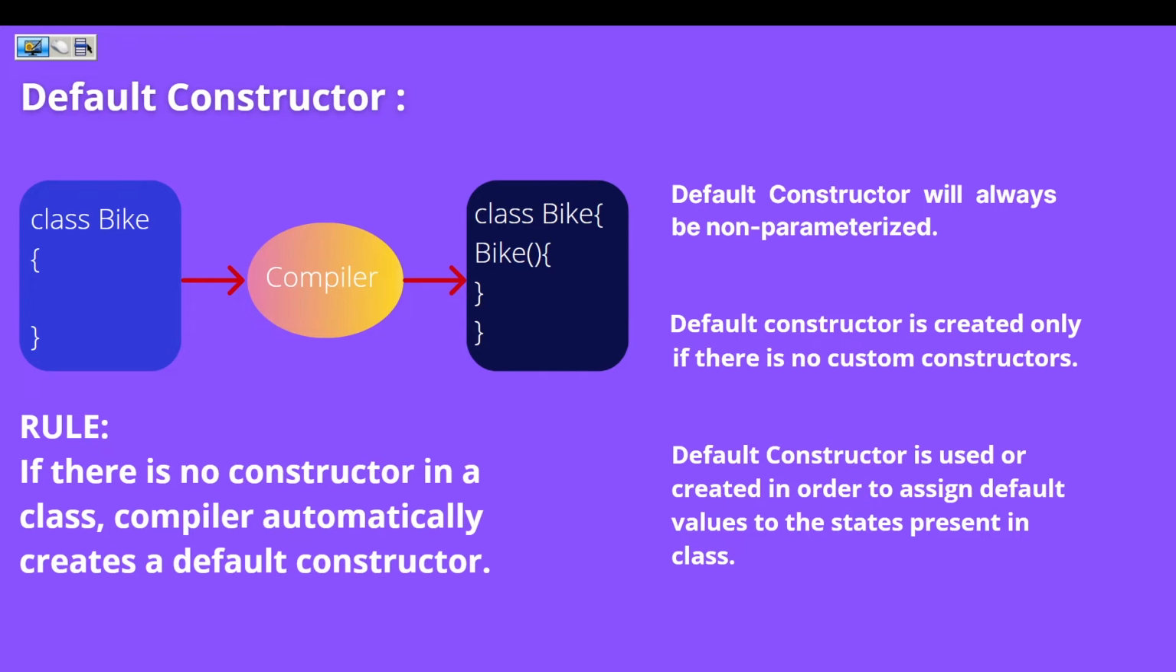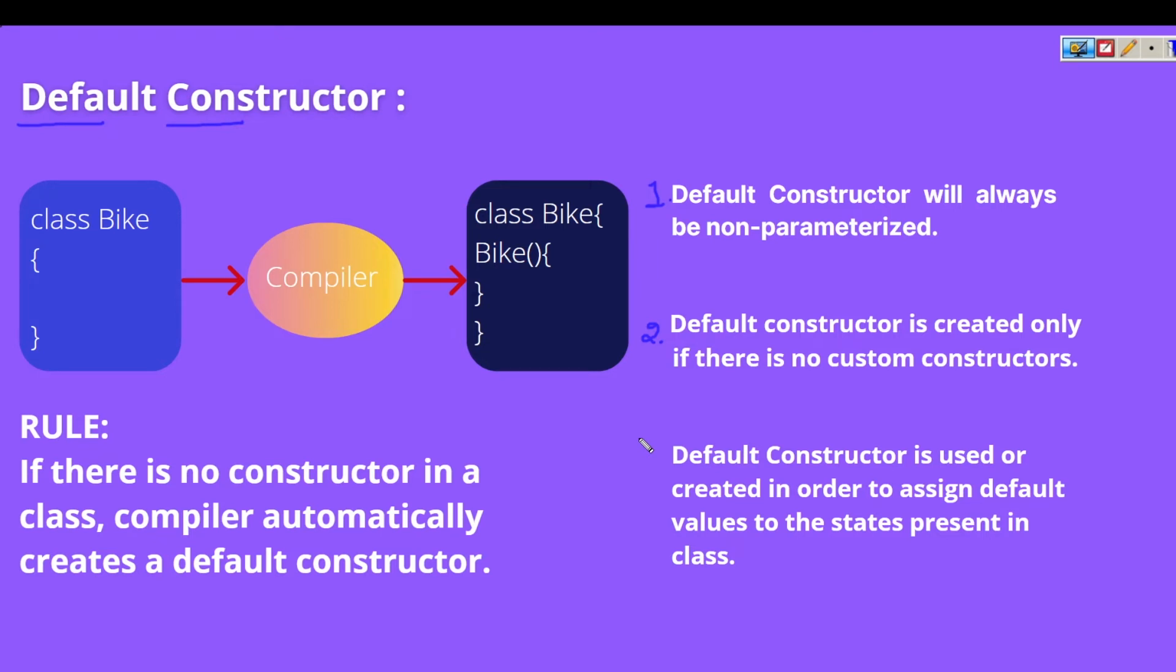The first type is the default constructor. Default constructor will always be non-parameterized. It is created only if there are no custom constructors. Third point, the default constructor is created in order to assign default values to the states present in the class. So these are the three points of the default constructor. There is a rule for this default constructor: if there is no constructor in the class, the compiler automatically creates a default constructor.